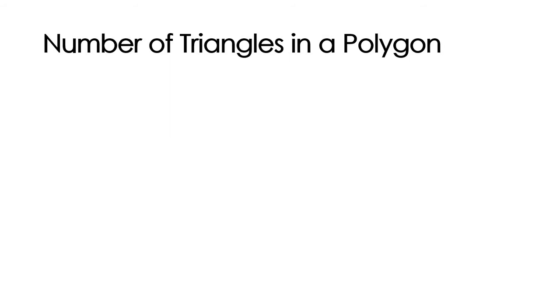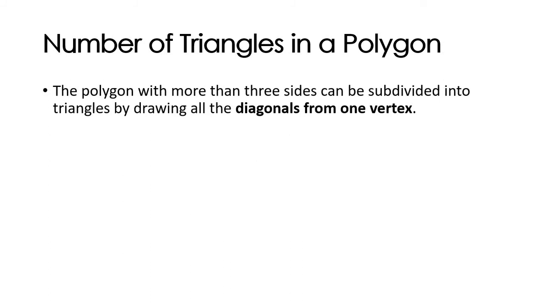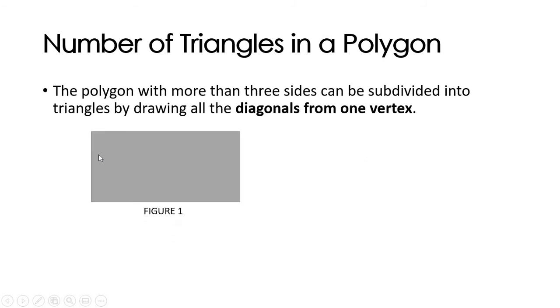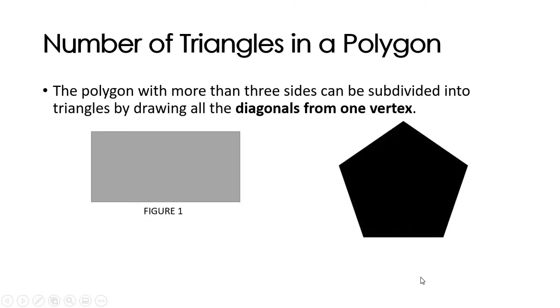Now, let's first discuss the number of triangles in a polygon. The polygon with more than 3 sides can be subdivided into triangles by drawing all the diagonals from one vertex. So let's have illustrations. This is our figure 1 and our figure 2. So, draw tayo ng diagonals from one vertex. So, for this quadrilateral, ayan, yan yung ating diagonal. Okay? So, pwede rin namang dito tayo mag-draw. Okay? Basta galing lang siya sa one vertex.